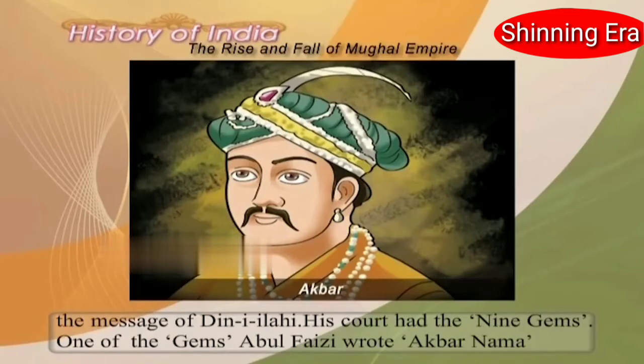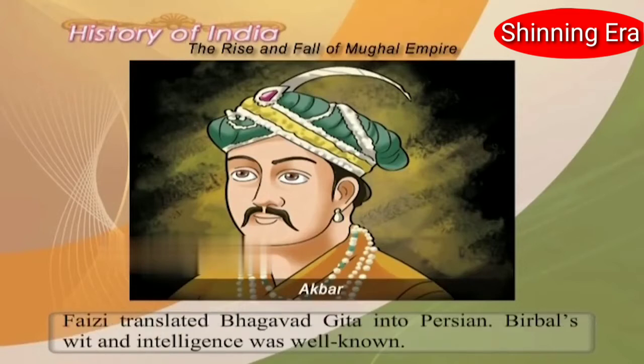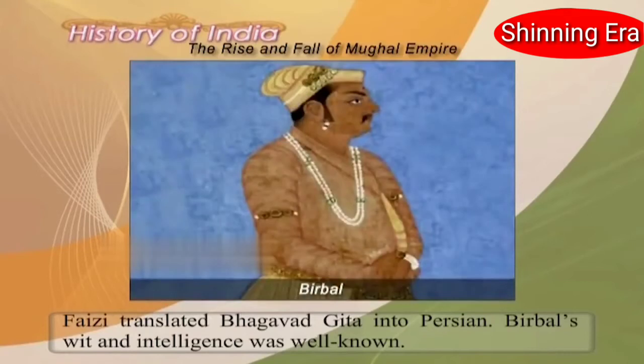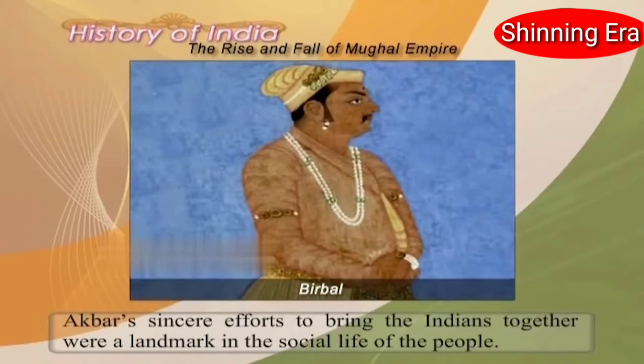His court had the 9 gems. One of the gems, Abul Faizi, wrote Akbar Nama. Faizi translated Bhagavad Gita into the Persian language. Birbal's wit and intelligence was well known. Akbar's sincere efforts to bring the Indians together were a landmark in the social life of the people.